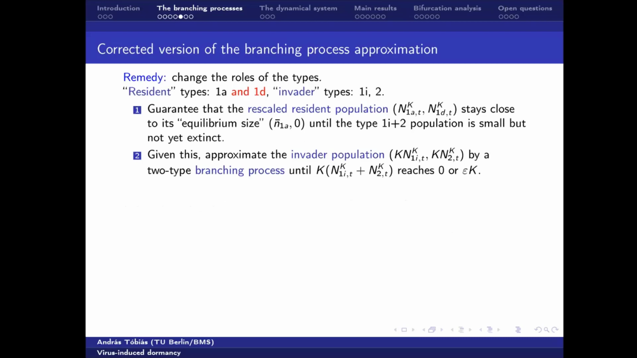Okay, so what can one do? We basically just change the roles a bit, saying that now not only type 1A is resident, but also the dormant individuals we consider as resident. They reside with active population size 0. And then the invaders are just type 1I and 2. So this means that now we want to guarantee that types 1A and type 1D, active and dormant, stay close to the equilibrium until the other 2 types, infected and virus, reach size epsilon times k or die out. So this means that now the equilibrium size of dormant individuals is 0.